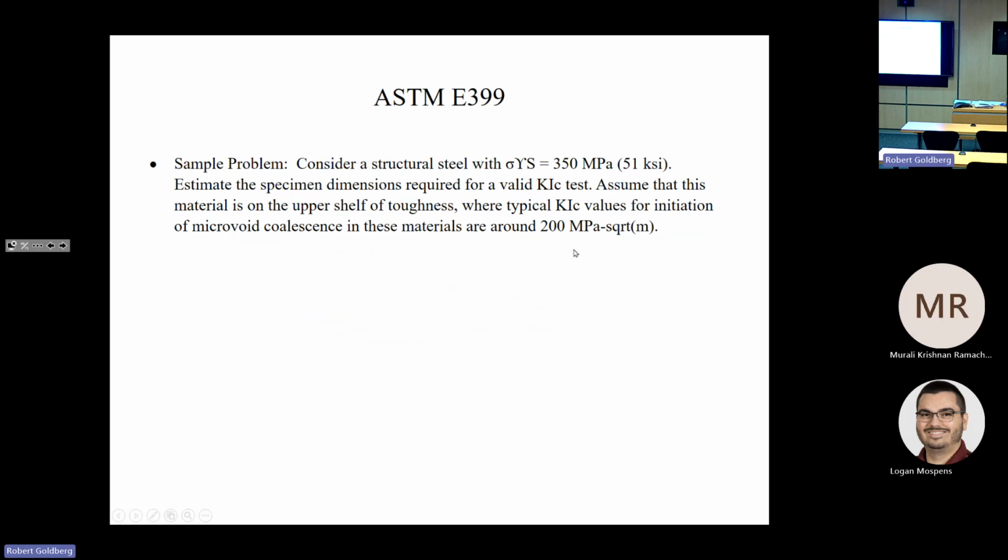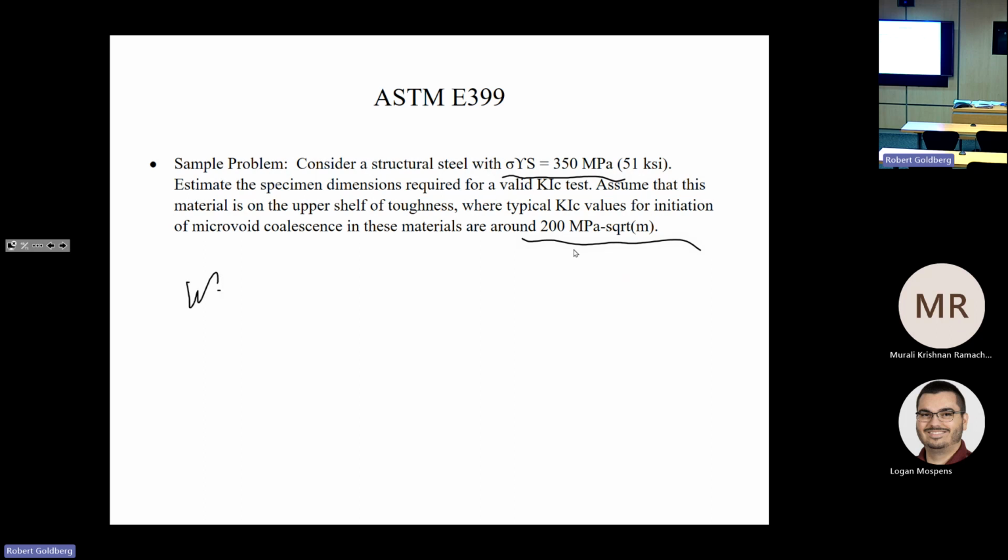So a couple sample problems. We have a steel with a yield stress, and we're given an estimated K1C. Given these conditions, the author put this sample problem in because it proves the point he's trying to make for a relatively low yield stress. So estimate the dimensions required.